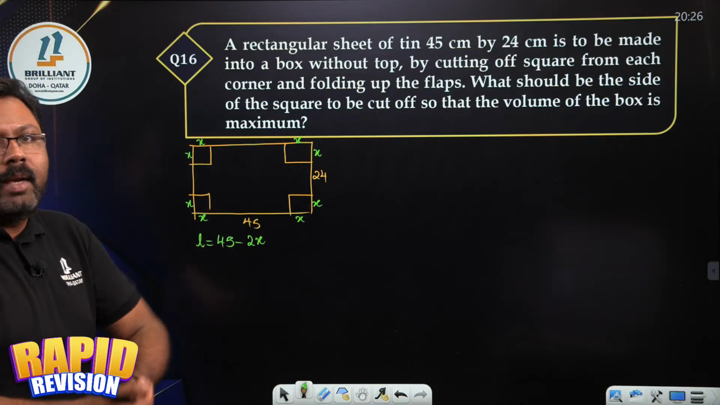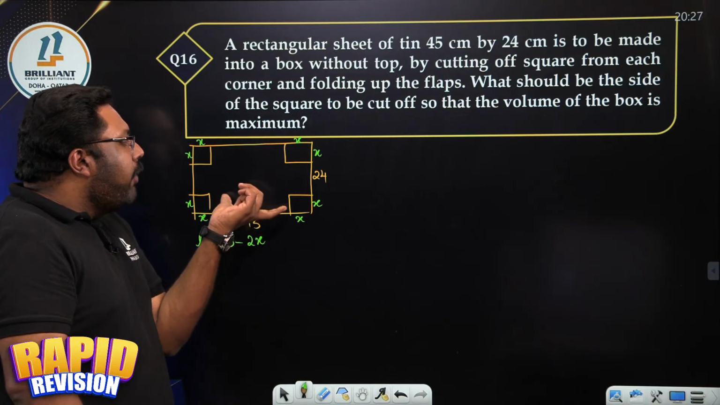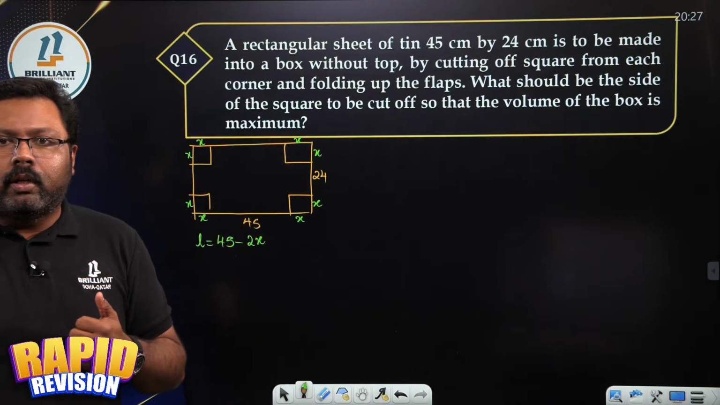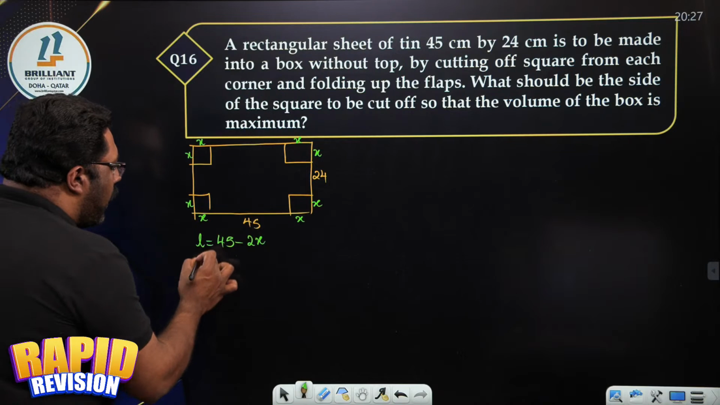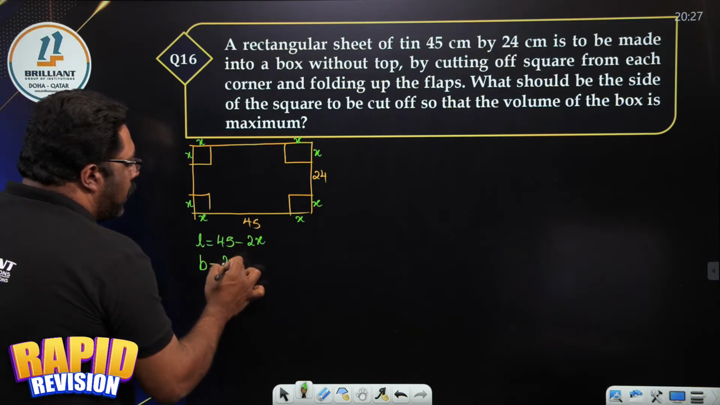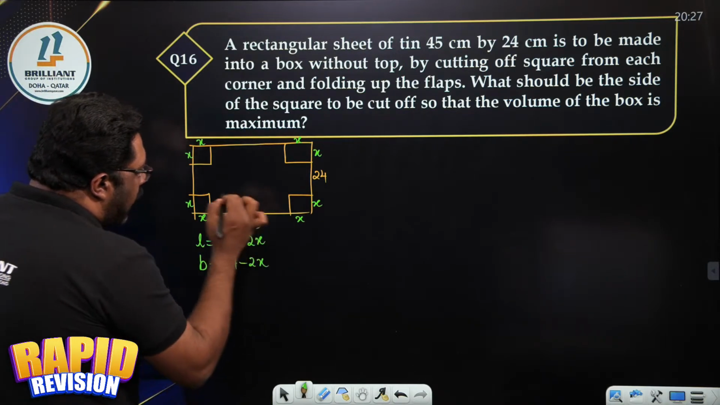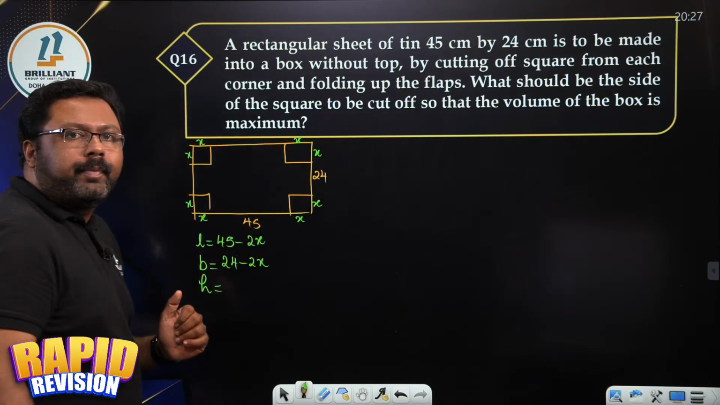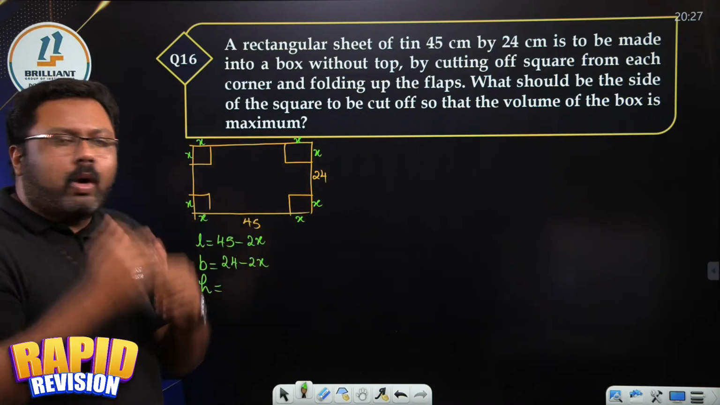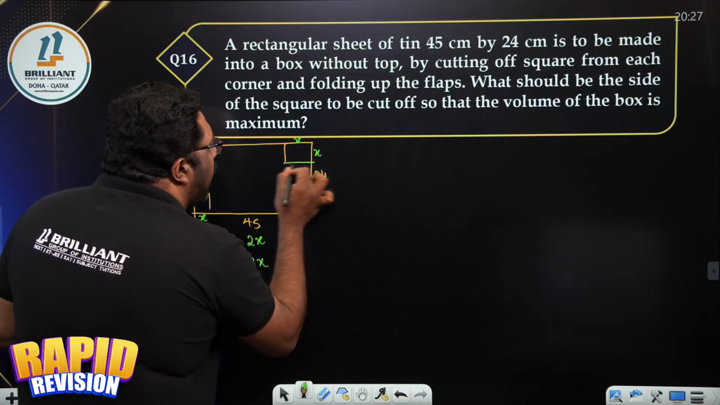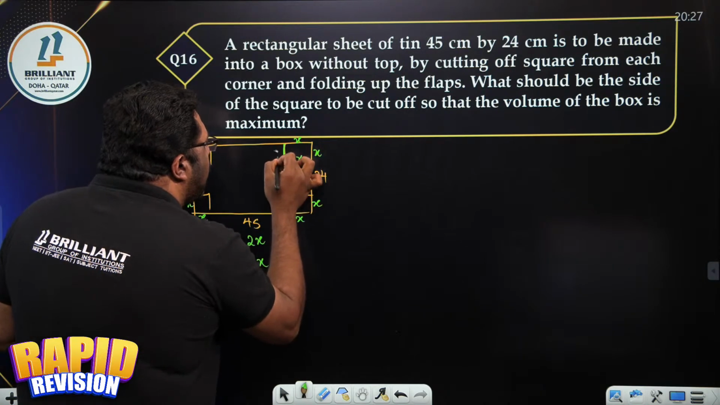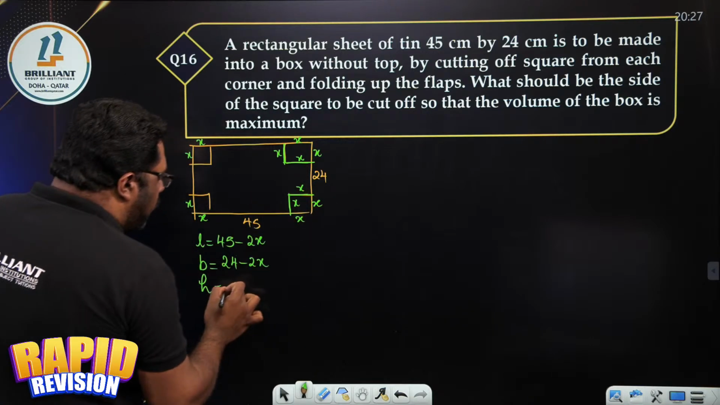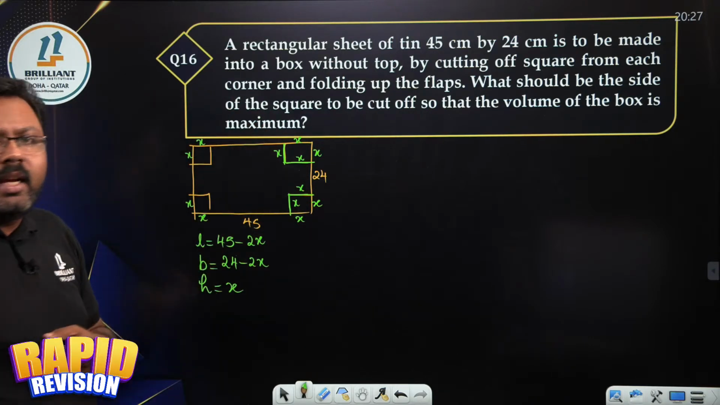I don't know why these students make this mistake again and again. They have clearly drawn the diagram, but they still take only one x from the corners. Both corners. What's the breadth of the box? 24 minus 2x. And what is the height of this box? You're folding this flap, which makes the height or the wall of the box. And that wall is going to have a square dimension, and that square dimension will give you a height also as x.